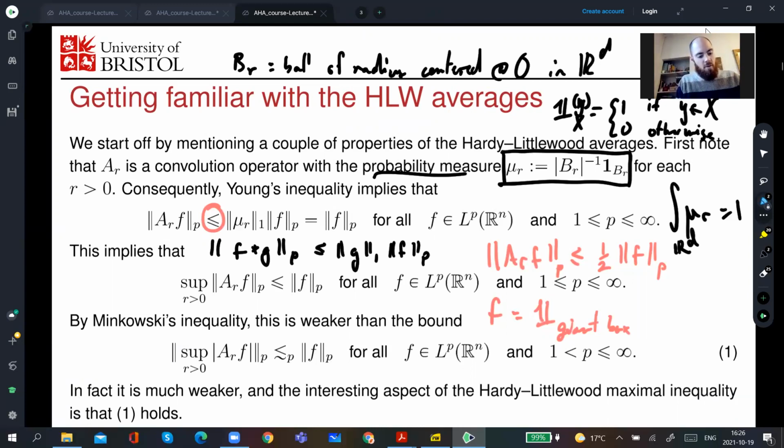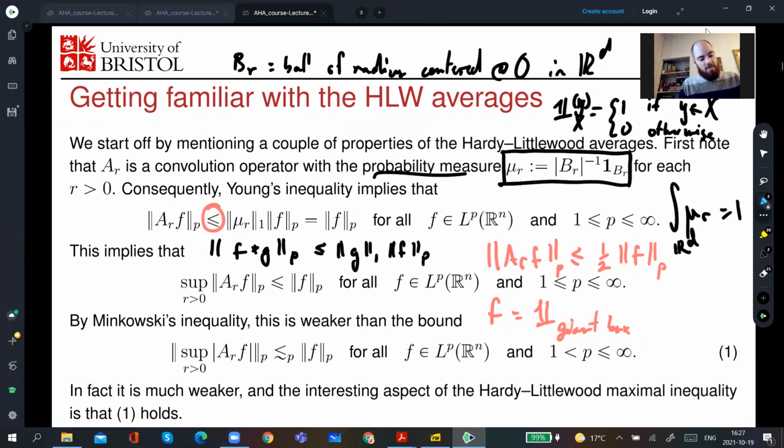Now, we know this is true for each r. So if I take the supremum over all r of the LP norms of the averages, it's always at most the LP norm of the original function. This was true for all p between 1 and infinity. But the maximal function isn't taking the LP norm and then the supremum. It's doing the opposite. It's taking the supremum before the LP norm.